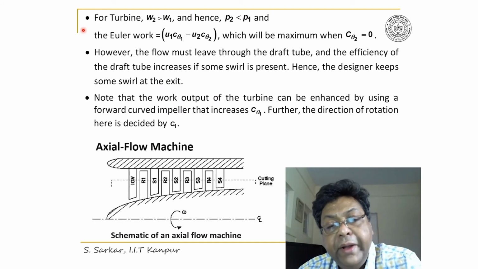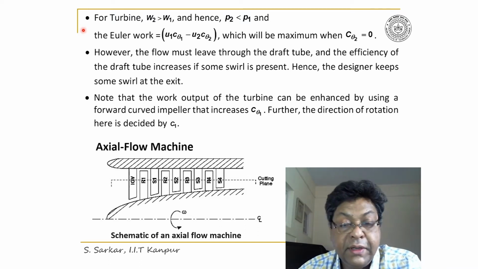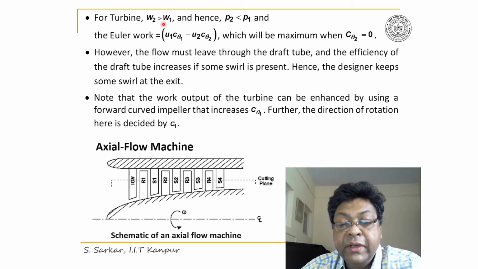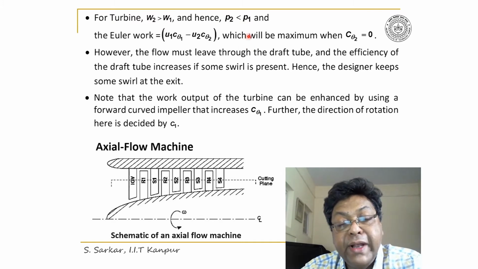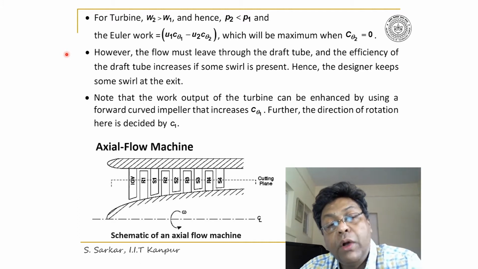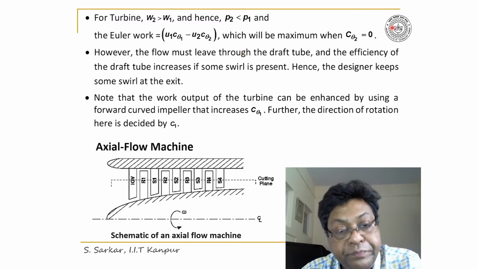I have written here what I have stated earlier, that for a turbine, relative velocity will accelerate. That is why W2 is greater than W1, and thereby P2 will be less than P1. Hence the exit pressure would be less than or equal to the inlet pressure. And the Euler work is given by U1 C theta 1 minus U2 into C theta 2, which becomes maximum when C theta 2 is equal to 0.